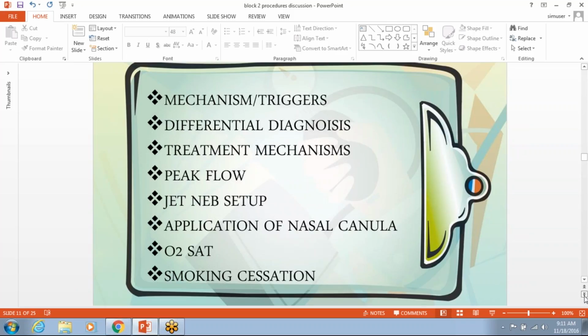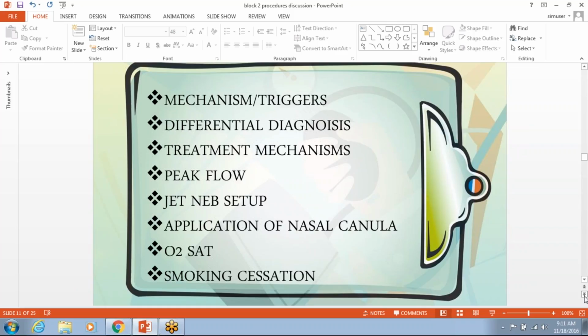What are the mechanisms for the treatment for asthma? We're going to show them how to use the peak flow. We're going to show them the jet neb setup, like what it looks like. They should be applying the nasal cannula to the patient. So some of this stuff seems basic, but to a second-year medical student, they don't know what a nasal cannula is, they don't know which way it's supposed to go in the nose. They don't know how the jet neb gets unscrewed. So it's basic stuff, but it's something that they should see before they go in the hospital.